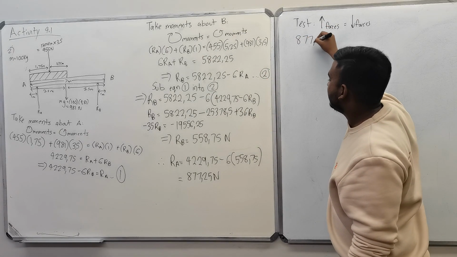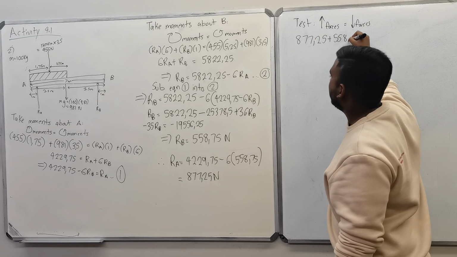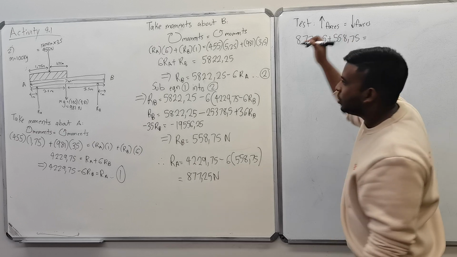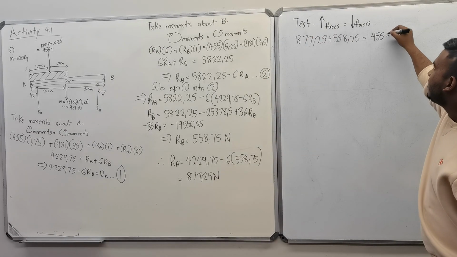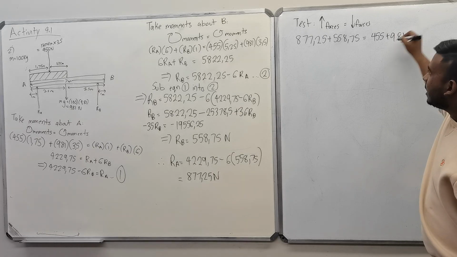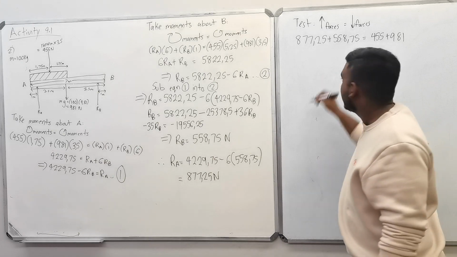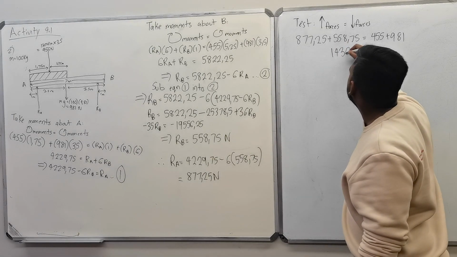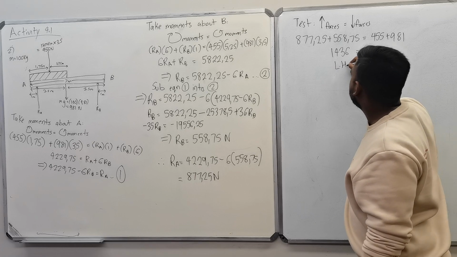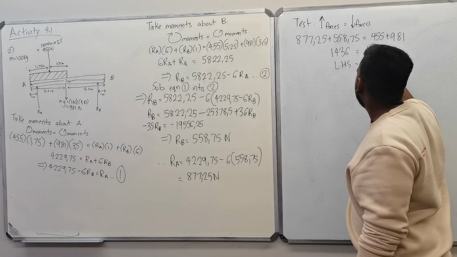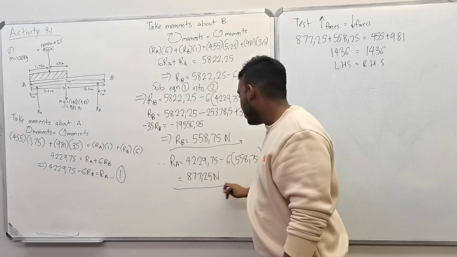This is 877.25 plus 558.75, equal to your downwards forces. We have two forces there: 455 plus 981. What is this side? 1436. This side is also 1436. So your left hand side is equal to your right hand side. So you know that these two values here are correct.